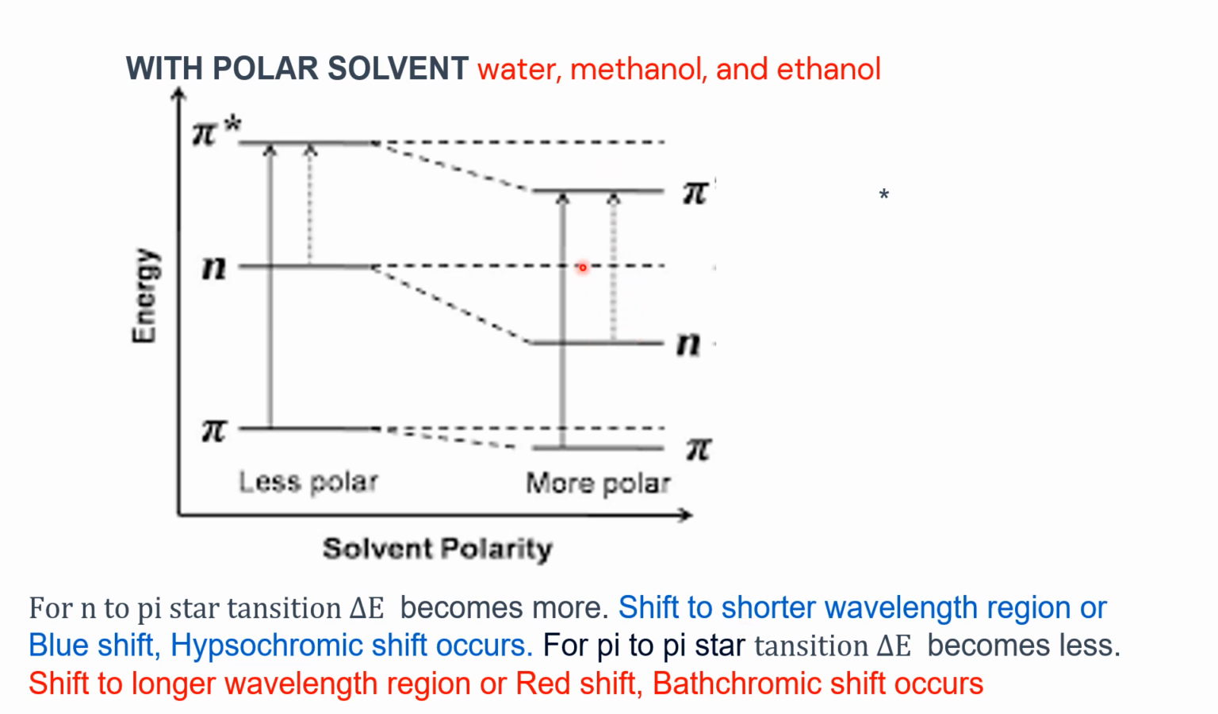Energy is inversely proportional to wavelength: E is equal to hc by lambda. So if the energy is more, then the wavelength will be less. So it will shift to the shorter wavelength region, a blue shift or hypsochromic shift, for the n to pi star transition. Now we'll see what happened to the pi to pi star transition in polar solvent. Compared with the non-polar case, this transition energy is less. So less energy means more wavelength. So it shifts to the longer wavelength region, a bathochromic shift or red shift.